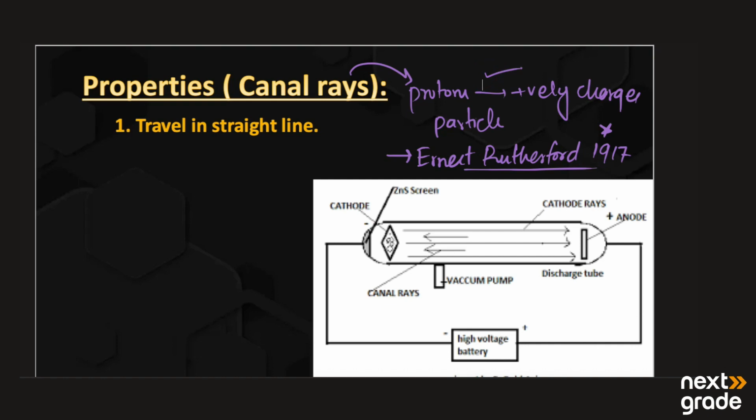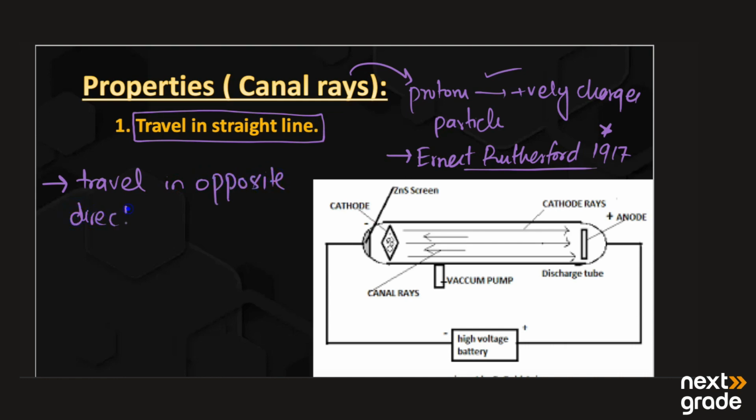So let's have a look at the properties of the canal rays as well as the protons. First property, they travel in a straight line. Canal rays travel in a straight line. Scientists found this because they travel in the opposite direction to the cathode rays. Now, what are cathode rays?